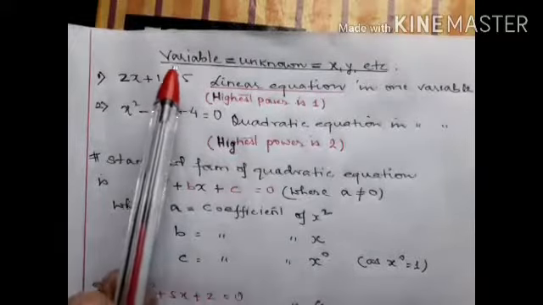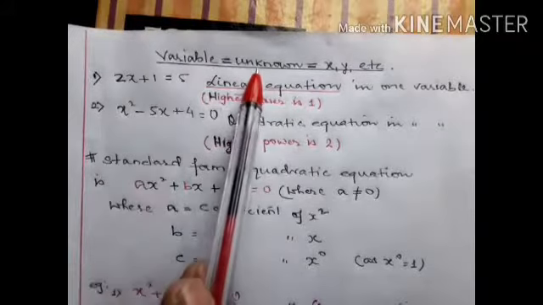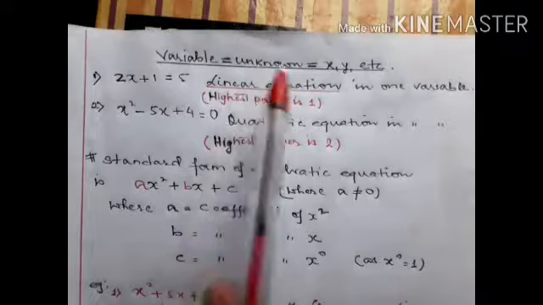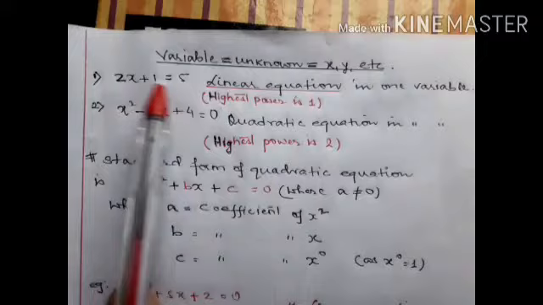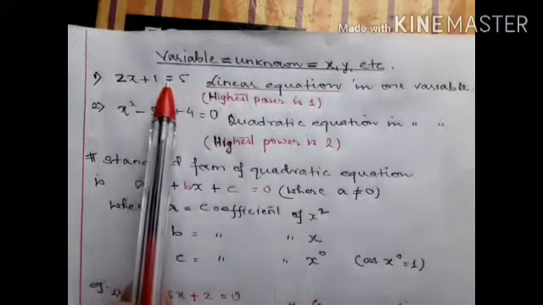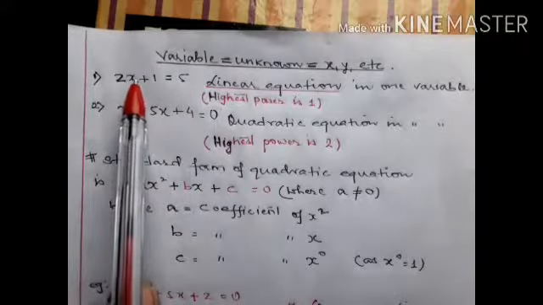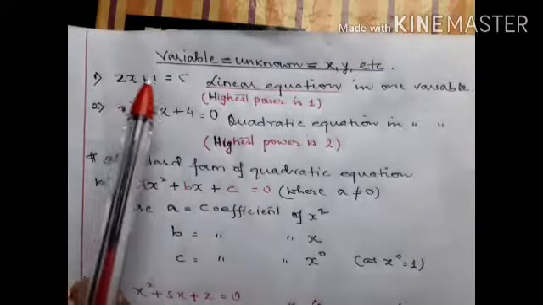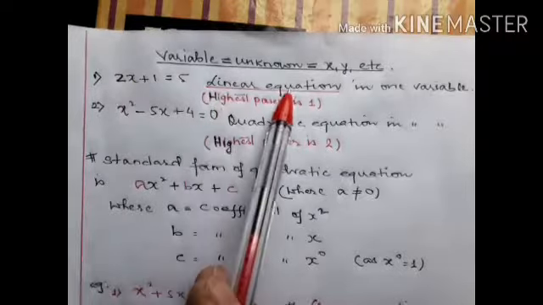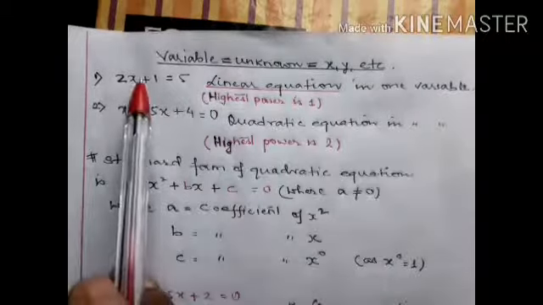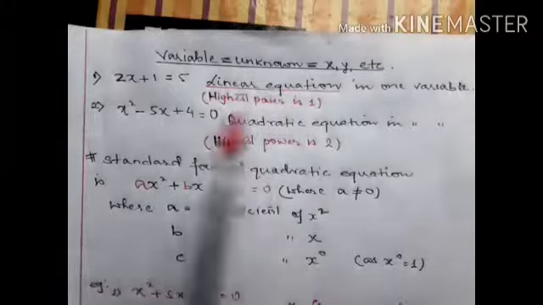First of all, let us know what a variable is. A variable is something whose value is unknown. In mathematics, it is denoted by x, y, etc. So here we have one equation. When there is an equal to sign in an expression, that is called an equation, and if the variable has the highest power 1, then that is called a linear equation in one variable, because there is only one variable. A linear equation is one where the highest power of the variable is 1.